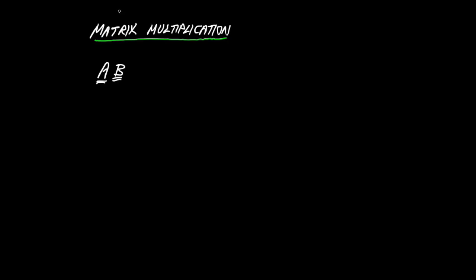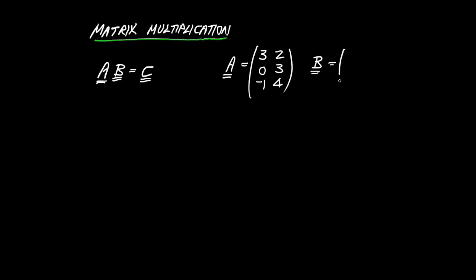The multiplication of matrix A by matrix B is simply written like this, AB, and it gives us some new matrix C, which may be a different shape from both A and B, as we'll see. Let's give ourselves a couple of examples. Matrix A is 3, 0, minus 1, 2, 3, 4, and matrix B can be just 1, 2, 0, minus 3. So there are our two matrices.